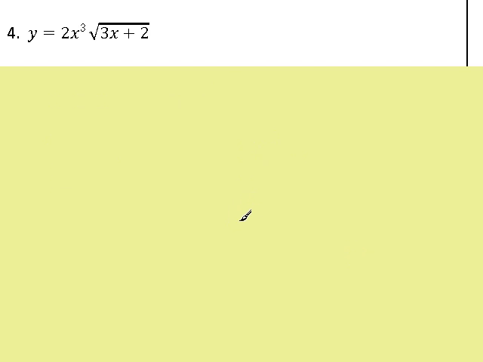In number 4, we have a function that's a product. 2x cubed is the first function, and square root of 3x plus 2 is the second in the product. So here, we're going to use the product rule. But when we take the derivative of the second function, that will involve a chain rule. Alright, so let's start. Let's remember the product rule. I'll just put it up here in the corner. Derivative of a product: first times derivative of second plus derivative of first times second.